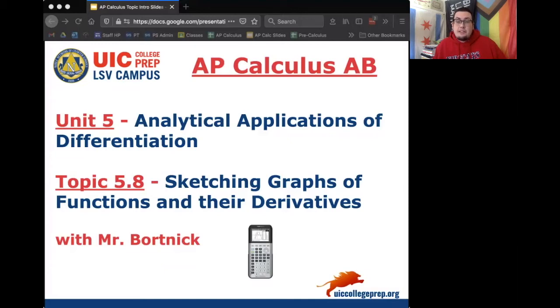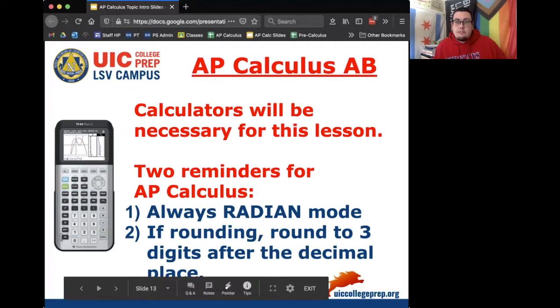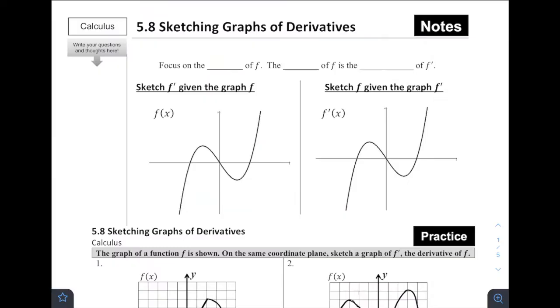Today is a calculator lesson, so you are going to want your TI-83 or TI-84. And just some reminders that when we are using calculators for AP Calculus, we're always using radian mode. And if you're rounding, you should always round to 3 digits after the decimal place. Enjoy today's notes. All right, welcome to the second half of Chapter 5.